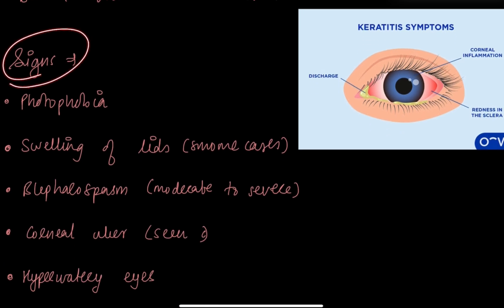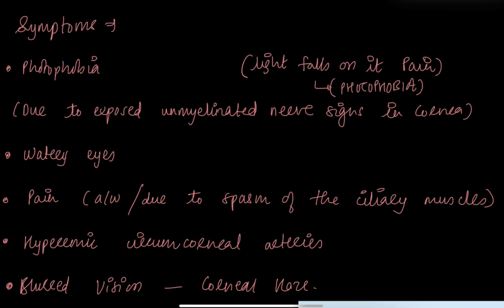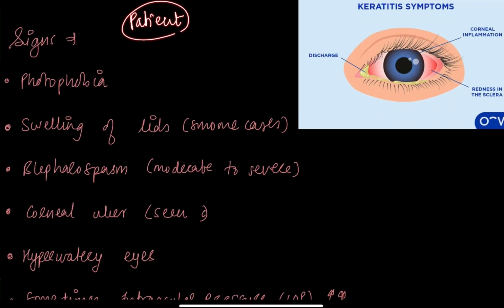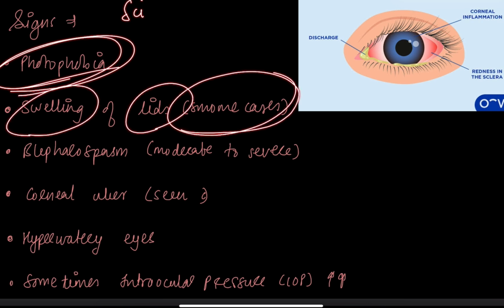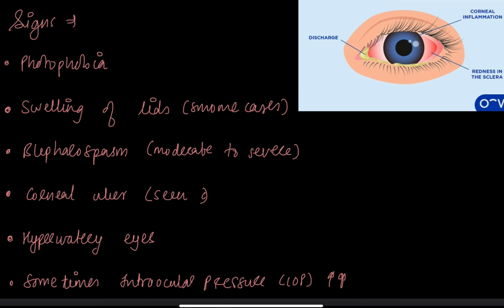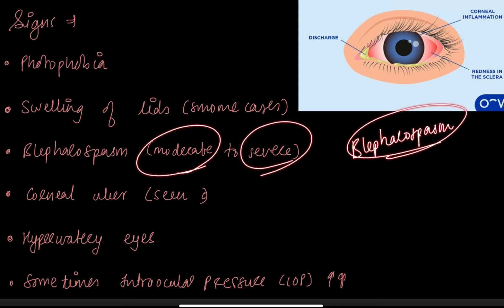Next, what are the signs of it? Symptoms are the things which the patient experiences, right? Now what you will see here, we have to use scientific language like photophobia. Swelling of eyelids will be seen, and in some cases blepharospasm, which can be from moderate to severe.